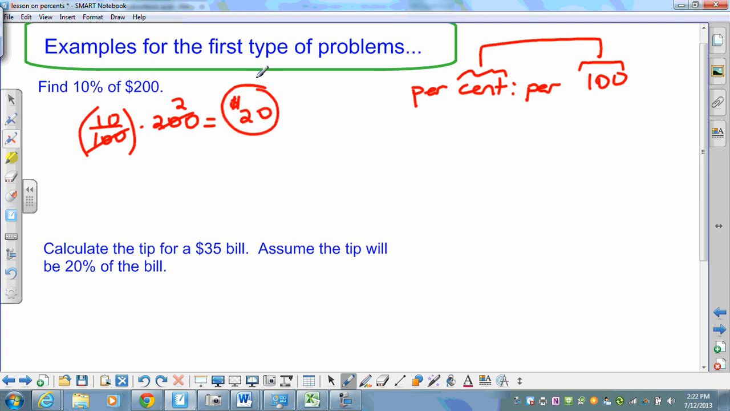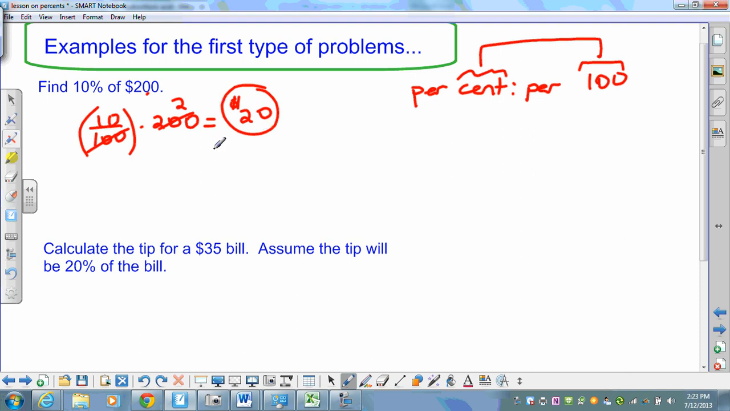And some of you may have done this in your head. The numbers are simple in that situation, so you can really use intuition. 10% of 200 is really like 1/10 of 200. And you can move the decimal 1 unit to the left. And that gives you the correct answer of $20.